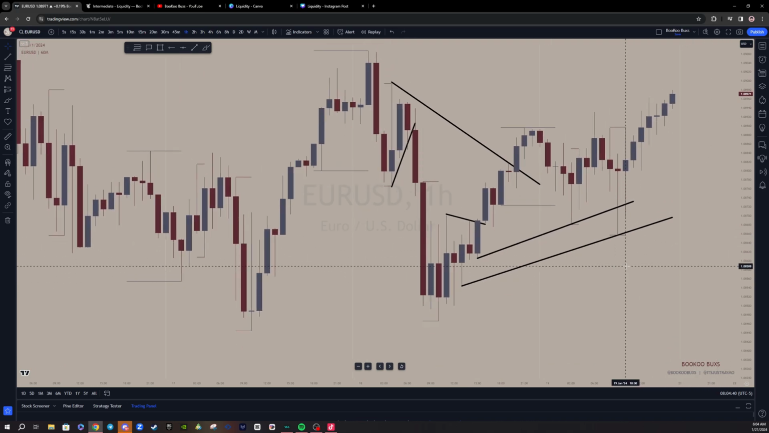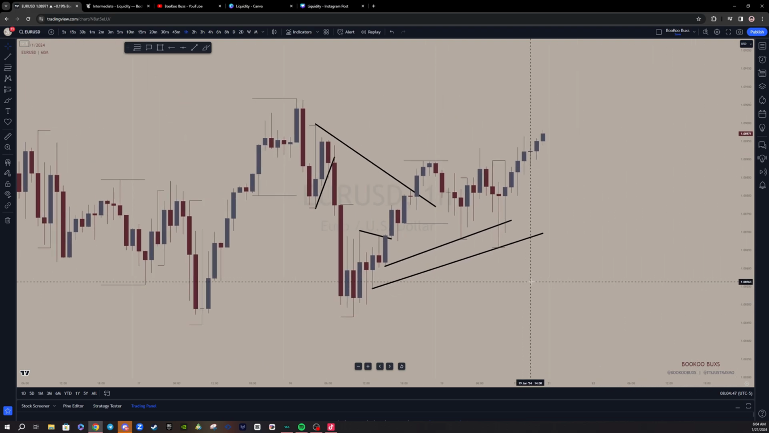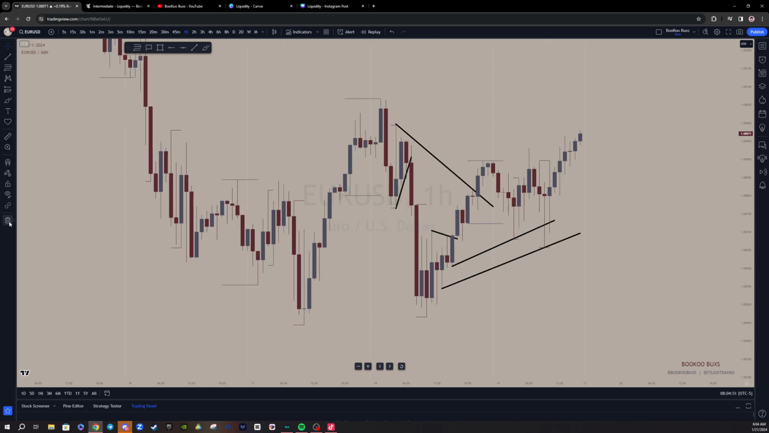What you want to do is draw the trend lines that everybody else can see. So don't force trend lines. Draw the trend lines that everyone else sees because that's what you want to see in order to identify liquidity.